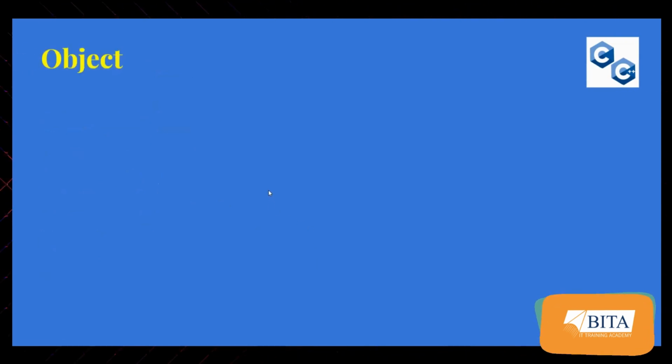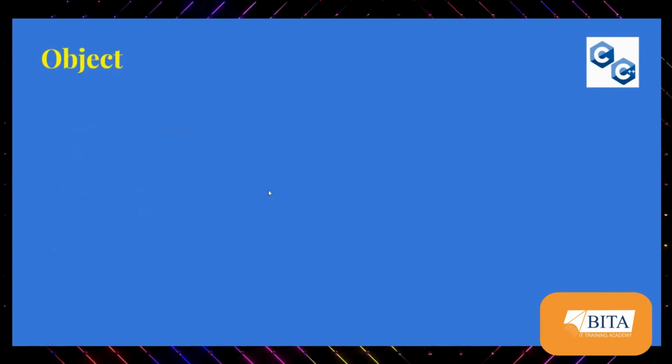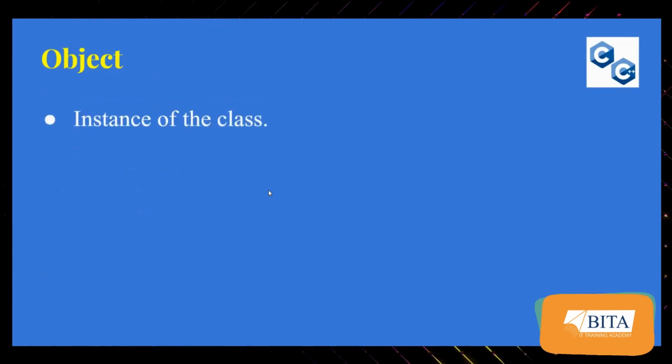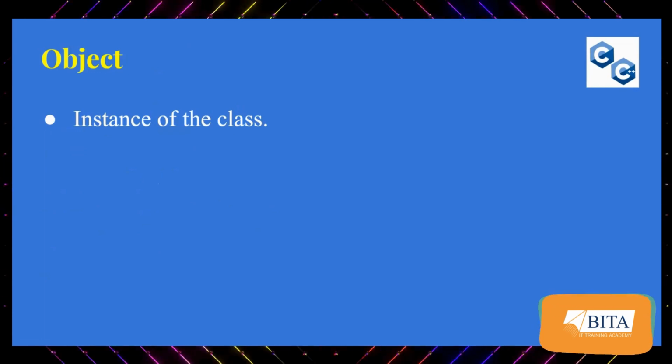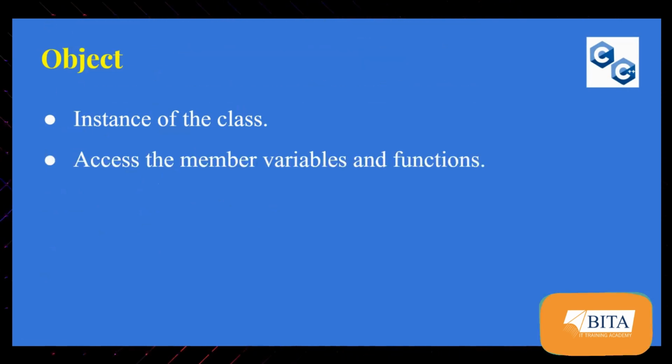We learn about the object. The objects are the instances of the class. When a class is defined, no memory is allocated. To use these members or functions, the objects are created, and the member functions or variables are accessed using the dot operator.